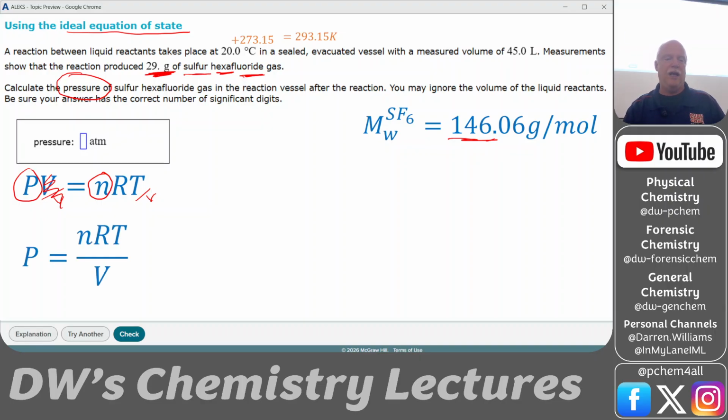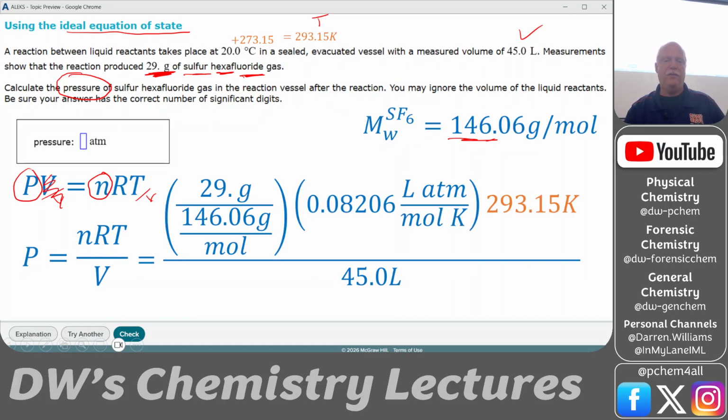Okay, and then we can solve for the pressure. So we know the number of moles from this molar mass. We know the gas constant. We know the temperature. And we know the volume. Volume, temperature, number of moles we get from the molar mass. So here we have 29 grams divided by the molar mass. So the grams cancel, and we have 1 over moles. And so that mole is going to come back up top.